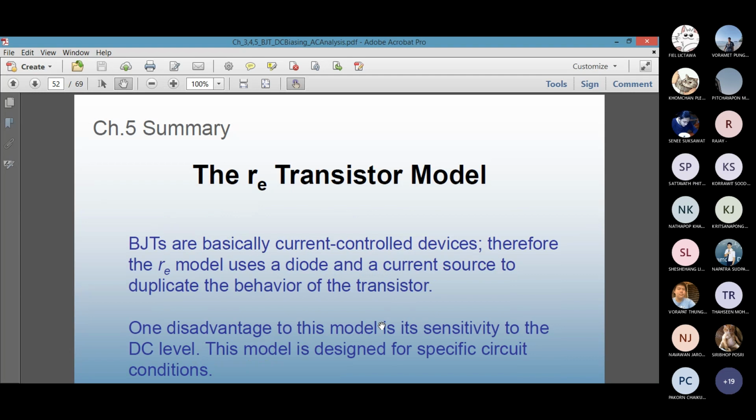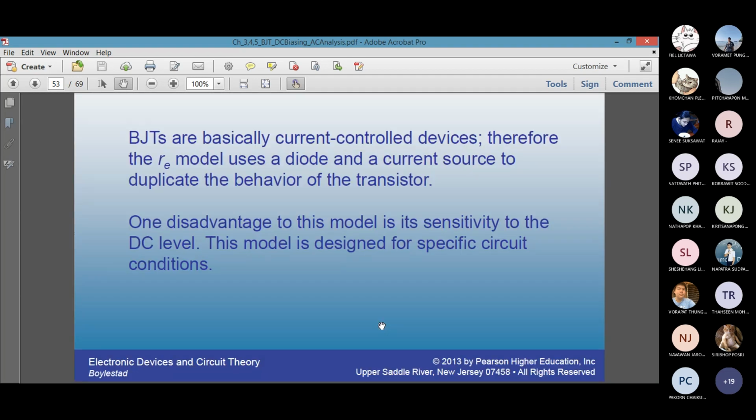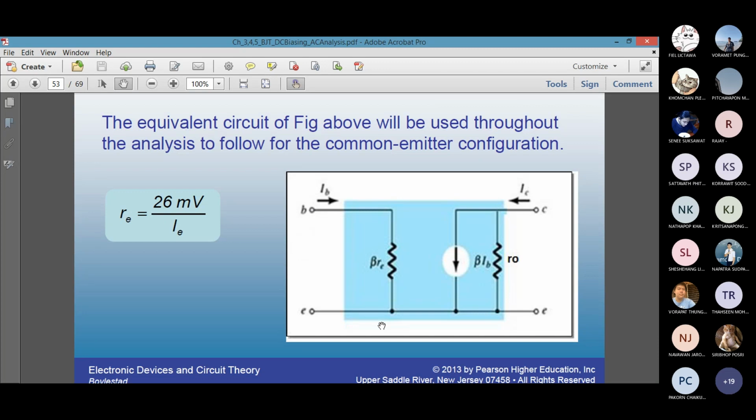For the re model, we use the following circuit to approximate the behavior of the BJT when it is subject to an AC signal. On the input side, there's an equivalent resistance, beta times small re. And the formula for small re is 26 millivolts divided by IE. Where is IE? IE is not given. You have to determine IE from the DC analysis. First, you do the DC analysis, find IE, and then you can find re.